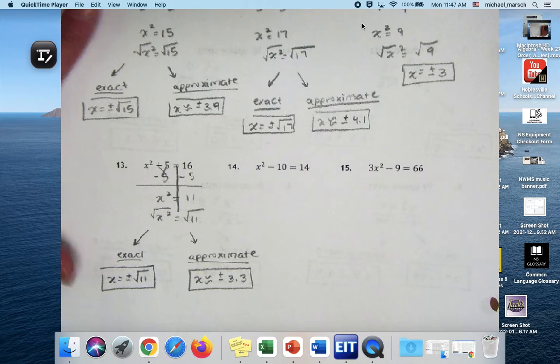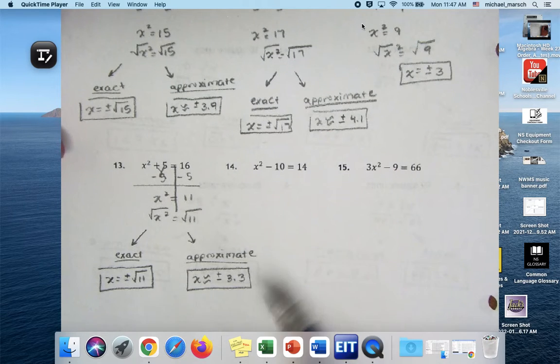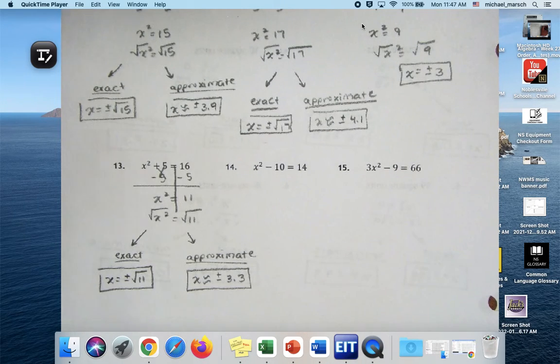Do we do 13, 14, 15? Well, we're just going to move on to number 15 together after you guys have a chance to copy down number 13.